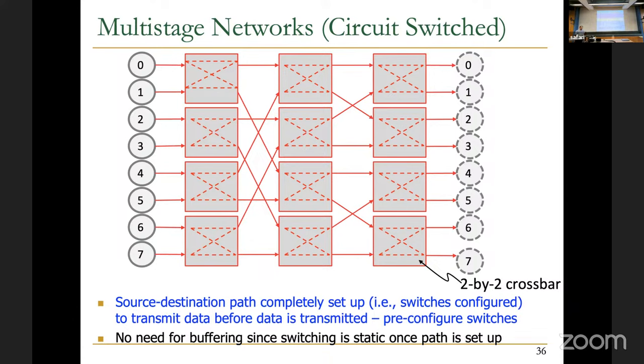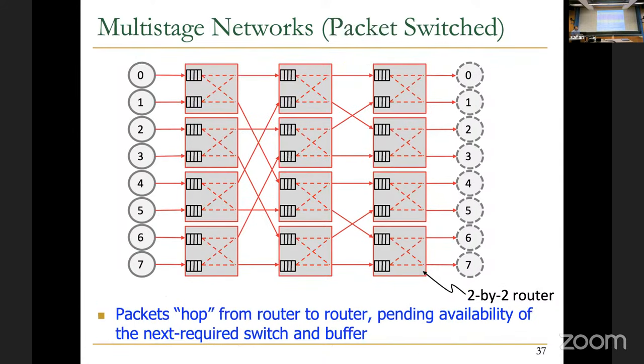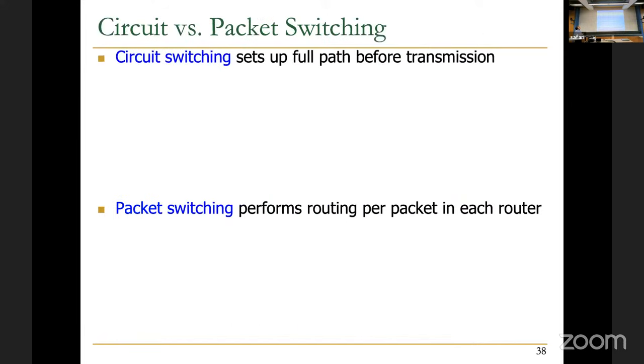We're also going to learn about the trade-off between circuit switching and packet switching. I don't want to go into detail of that for now. Another way is packet switching. So this multi-stage network can be packet switched. Packets hop from router to router, pending availability of the next required switch and buffer. So you need to add buffers now, more or less. There are also some ways to implement packet switching without buffers, but conceptually, you need some buffers.